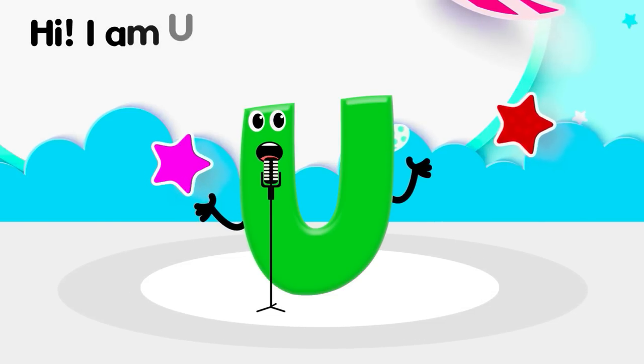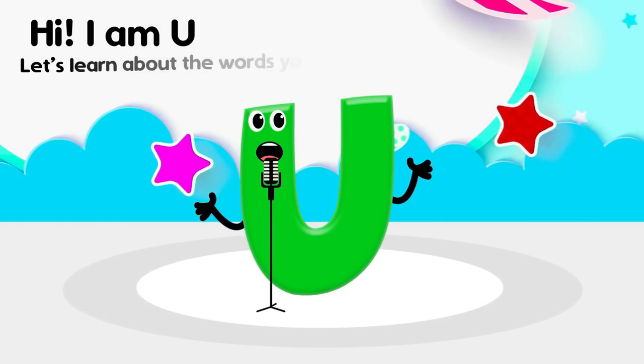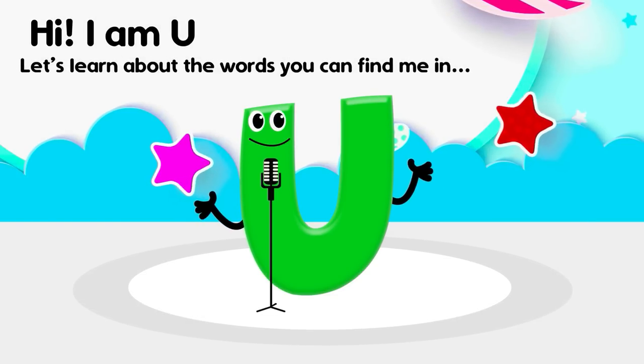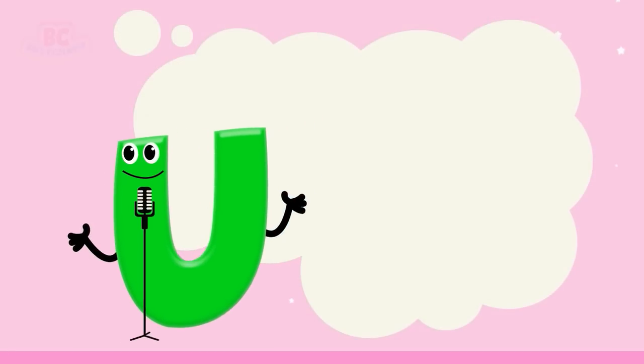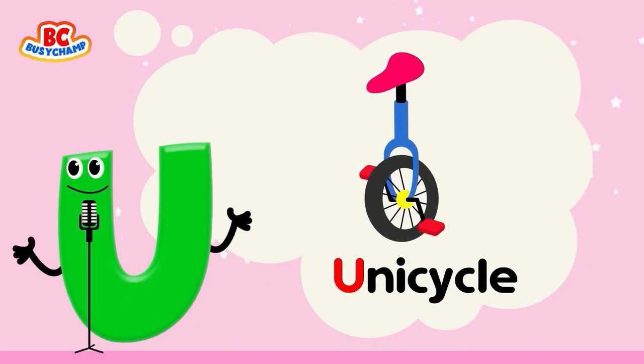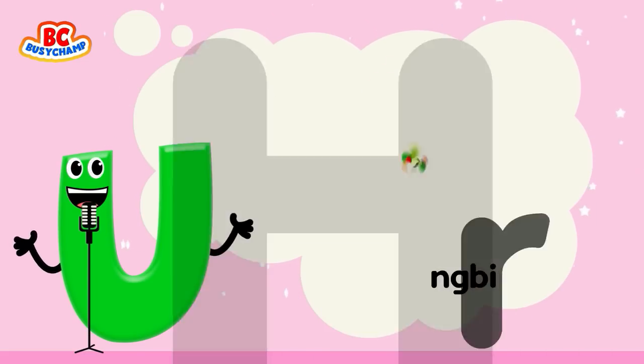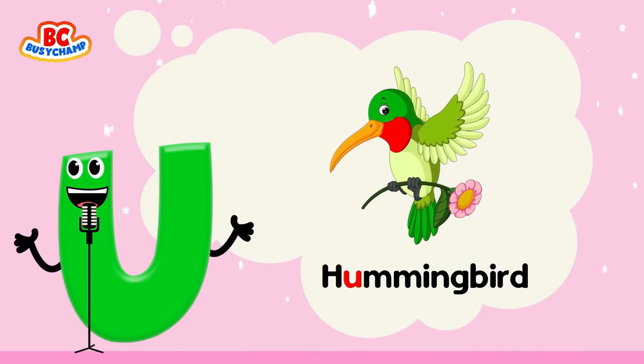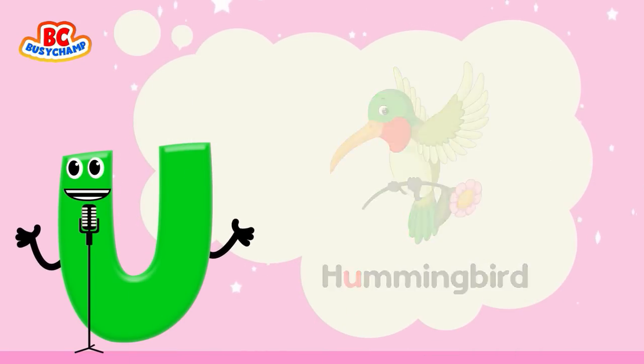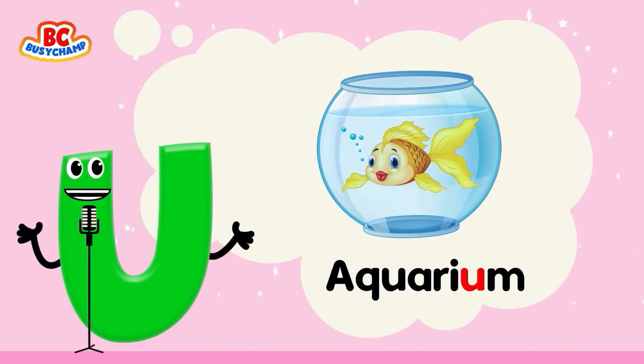Hi, I'm U. Let's learn about the words you can find me in. Unicycle. Unicycle starts with U. Hummingbird. Hummingbird also has U in it. Aquarium. Aquarium ends with U.